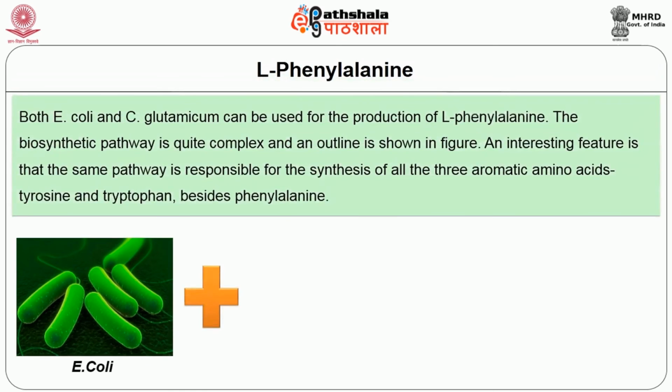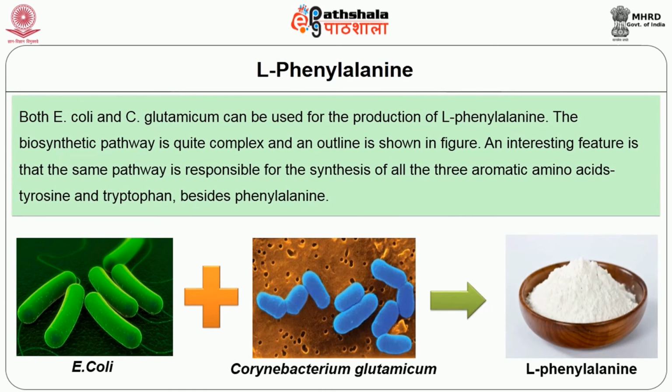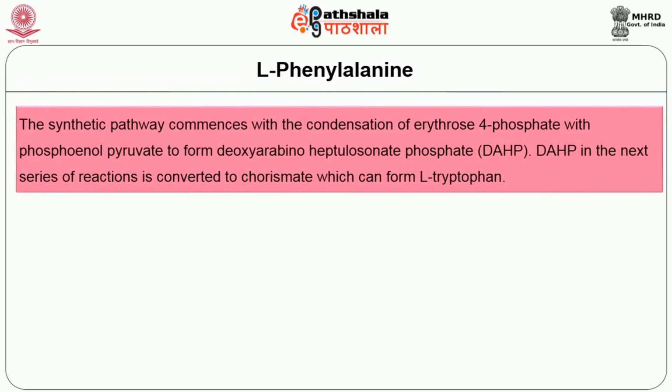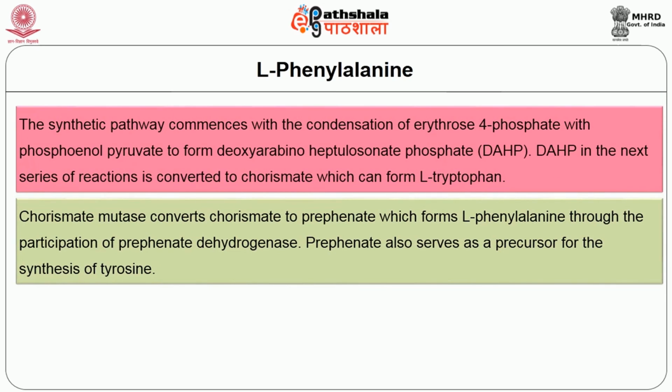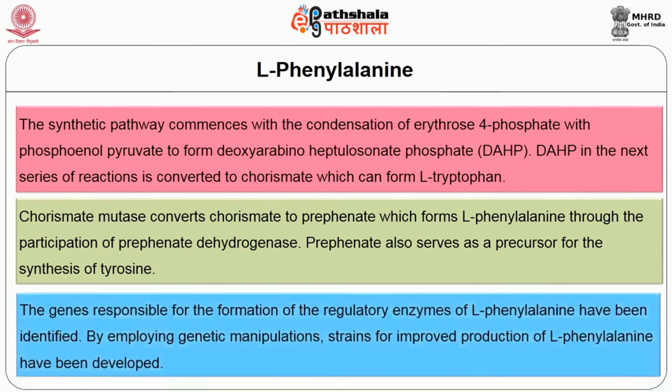Next is L-phenylalanine. Both E. coli and Corynebacterium glutamicum can be used for the production of L-phenylalanine. The biosynthetic pathway is quite complex and shown in the figure. An interesting feature is that the same pathway is responsible for the synthesis of all the 3 aromatic amino acids, namely tyrosine and tryptophan, besides phenylalanine. The synthetic pathway commences with the condensation of erythrose 4-phosphate with phosphoenol pyruvate to form deoxyarabinoheptulosonate phosphate. This DAHP in the next series of reactions is converted to chorismate, which can form L-tryptophan. Chorismate mutase converts this chorismate to prephenate, which forms L-phenylalanine through the participation of prephenate dehydratase. Prephenate also serves as a precursor for the synthesis of tyrosine too. The genes responsible for the formation of the regulatory enzymes of phenylalanine have been identified. By employing genetic manipulations, strains for improved production of phenylalanine have been developed.